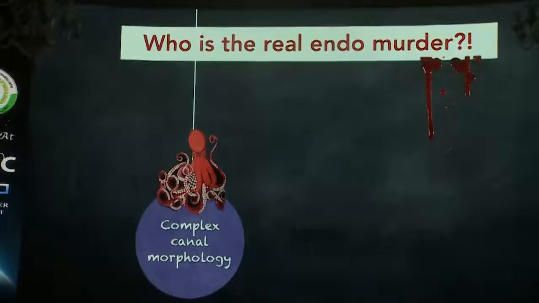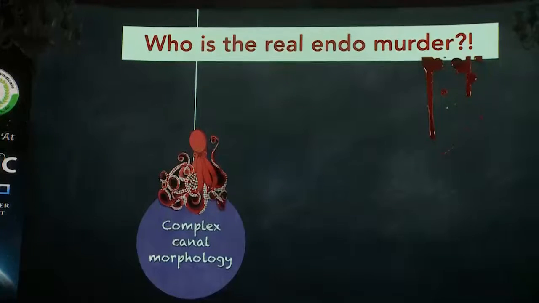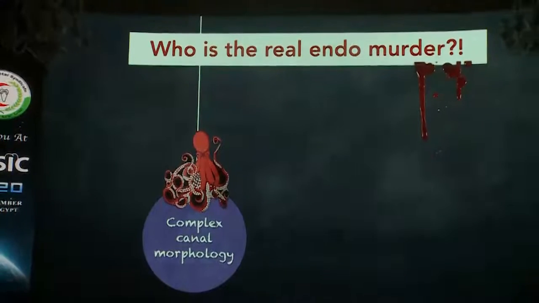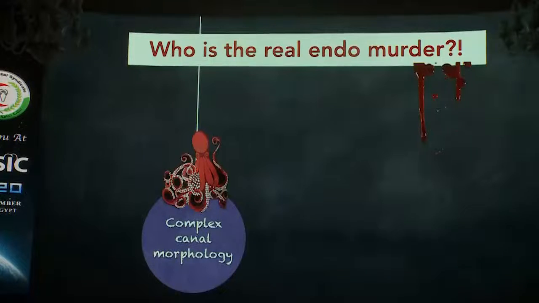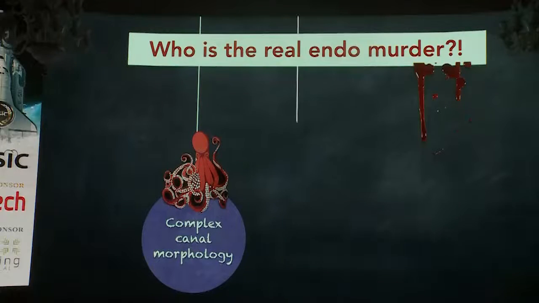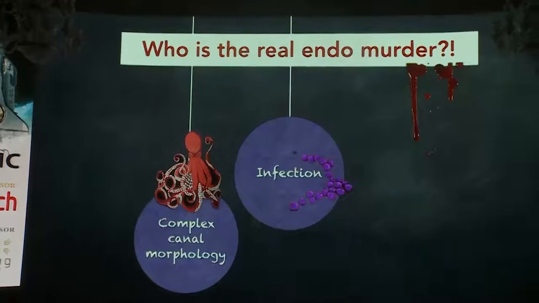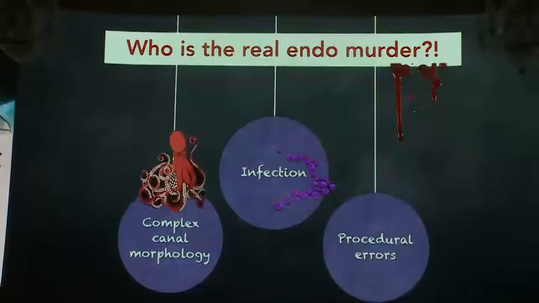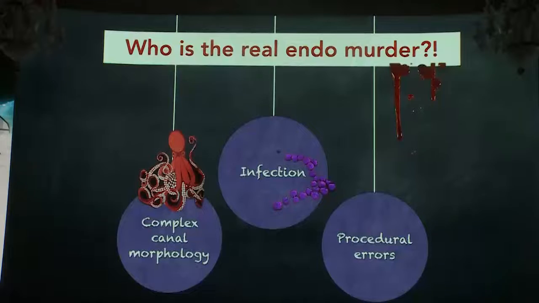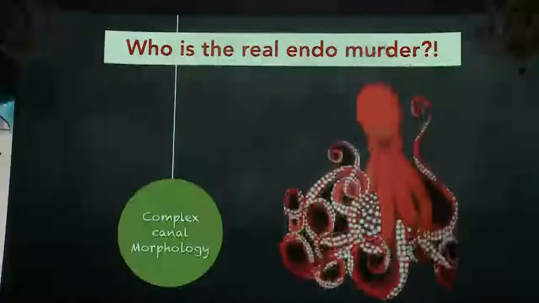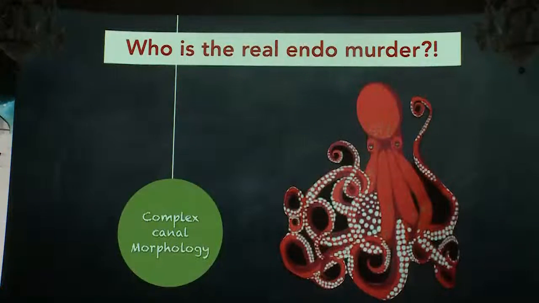The first obstacle that may act against the successful root canal treatment is complexity in canal morphology. The second one is infection. Third is the procedure errors that may happen during routine root canal treatment. Let's start with the first one, which is complexity in canal morphology.